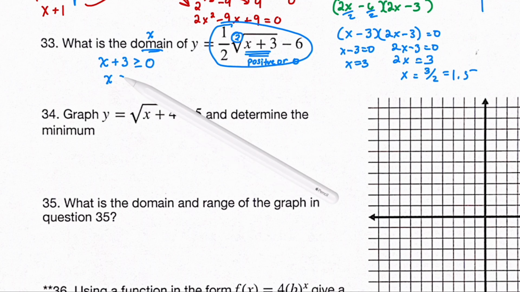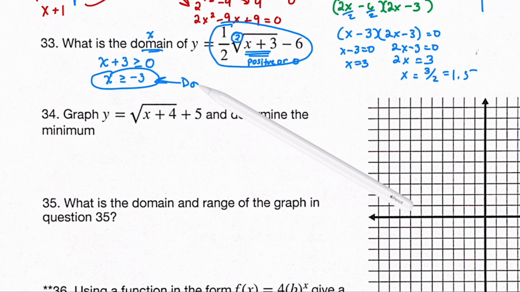And I've got to solve this, so I subtract 3. And it tells me x better be a number greater than or equal to negative 3. And that's the domain.